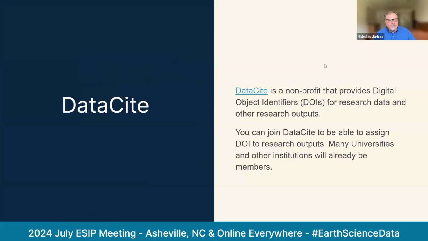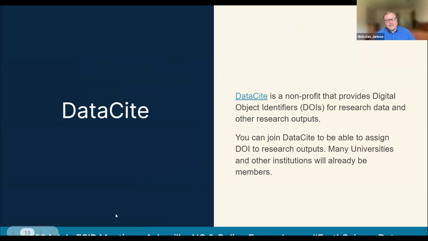You are all probably pretty familiar with DataCite, but it's a nonprofit that provides DOIs for research data sets, and also other research outputs. You can join DataCite as a group. You can get a license to assign DOIs to research outputs, and you get your own DOI suffix. Or, most universities and institutions will already be a member, and you can work through them to create DOIs for your research output for free or a small fee.